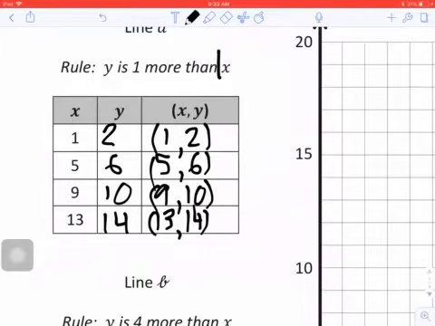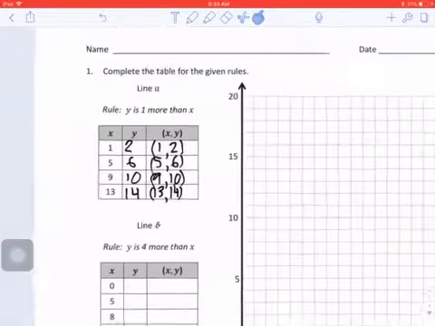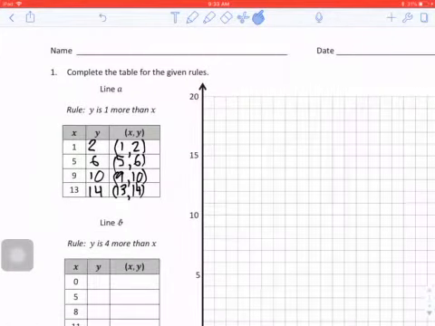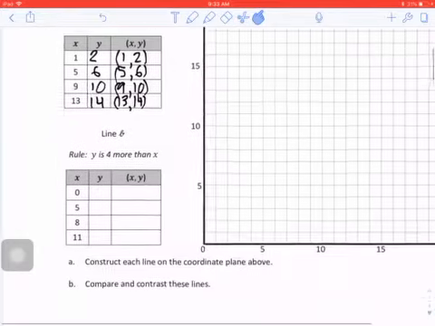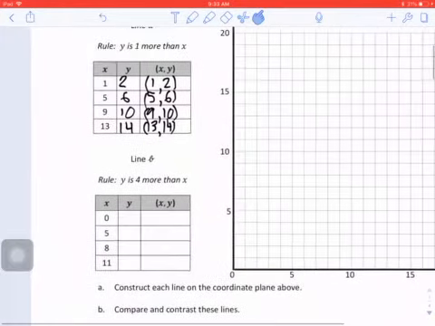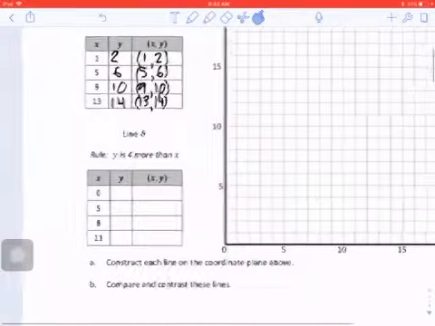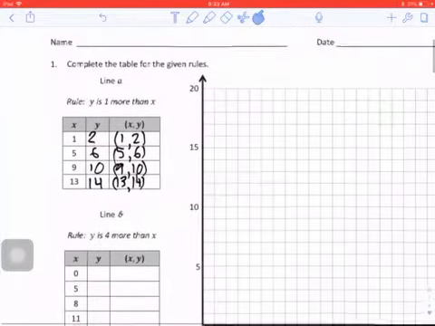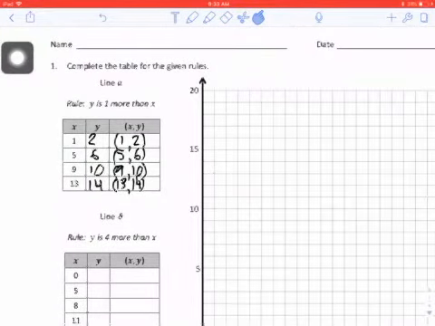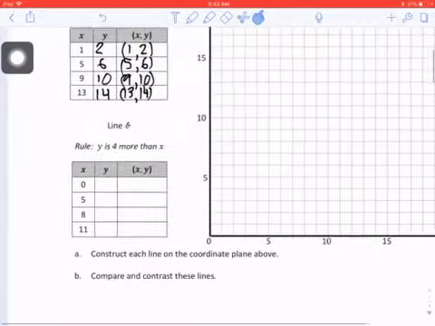So let's go ahead and plot those points, because it wants us, well, let's go ahead and do the second one first, because it said complete the tables first, so we'll go ahead and complete this other table.